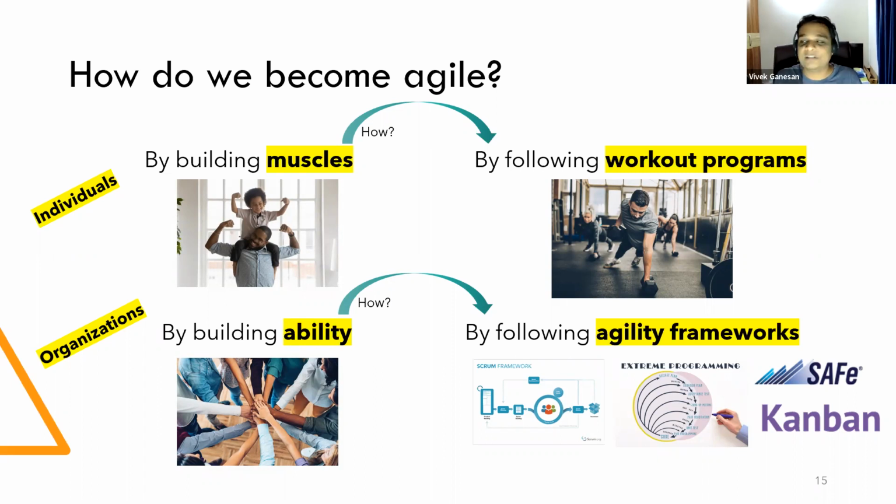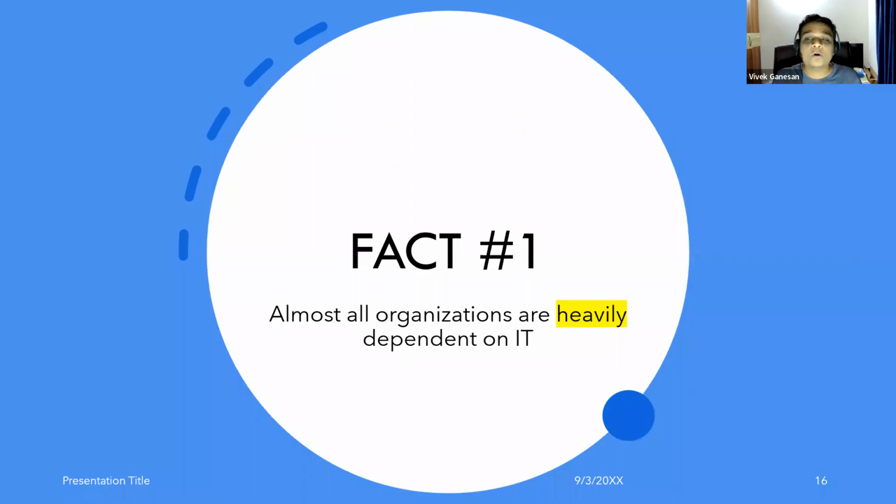I'm not going to show you something very new. Fact number one: almost all organizations are heavily dependent on IT today. There are very few organizations where there is no IT component. Even non-profit organizations, not only for-profit ones, are heavily dependent on IT. When I say IT, we are talking about information systems: the ability to reach customers, to do sales, to account for the sales. A lot of things are there. So almost all organizations are heavily dependent on IT. This is fact number one, which you already know.